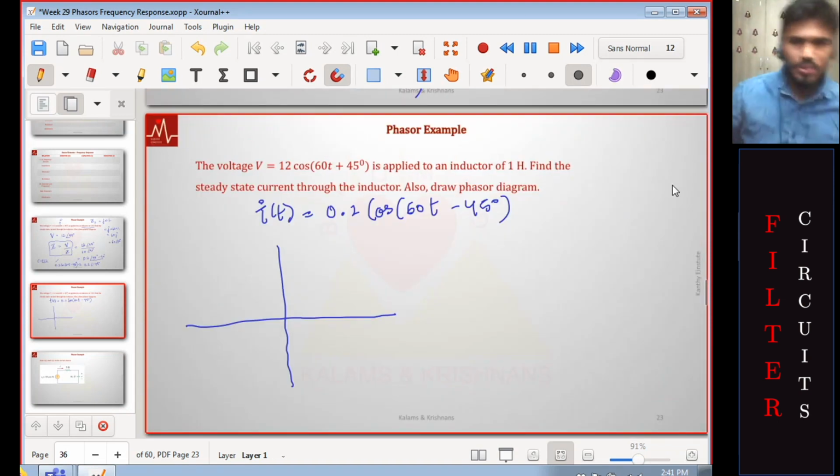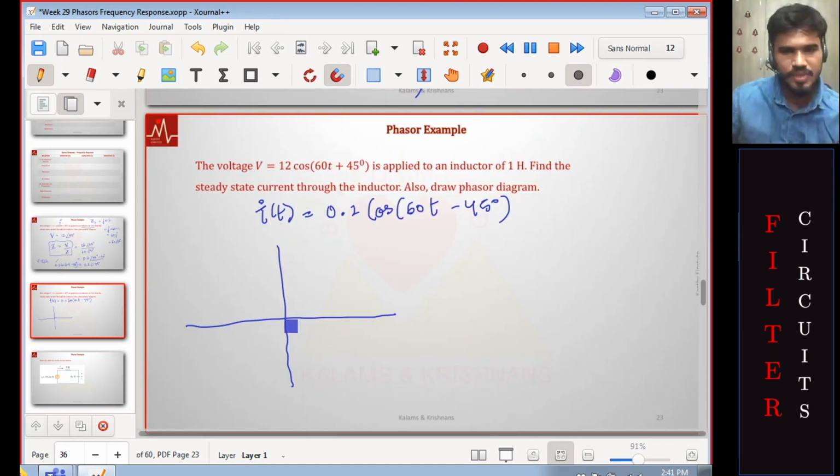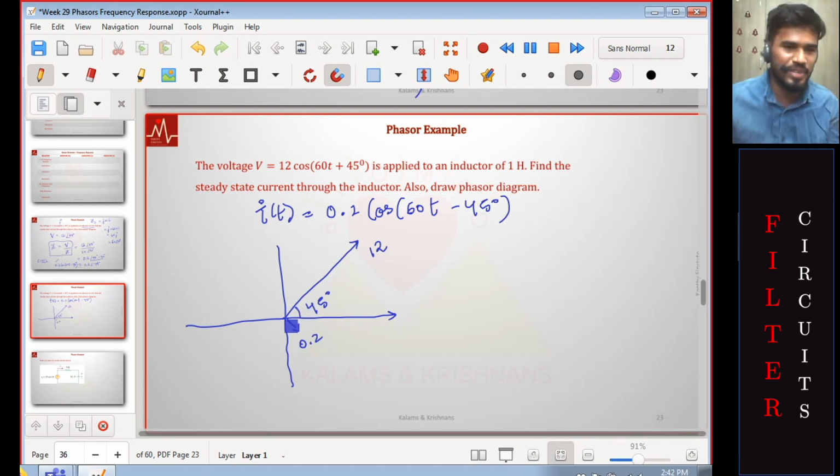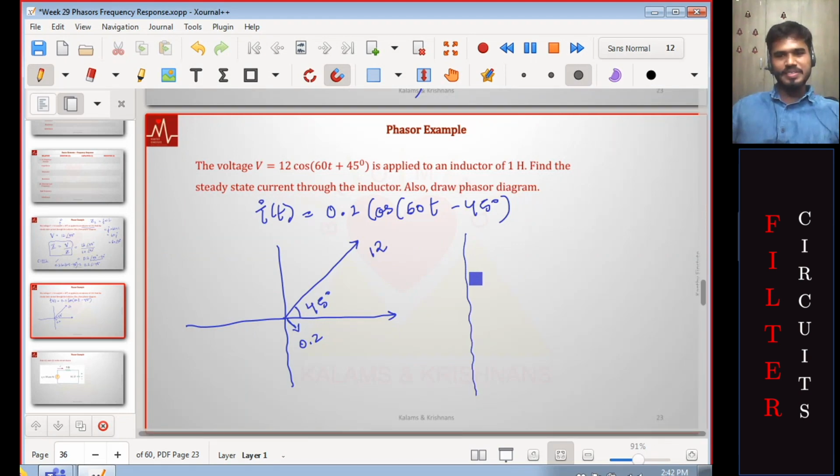So notice the voltage is our cos, right? The voltage phasor here is 12 at an angle of 45 degrees. The current phasor is 0.2, actually a small vector, at an angle of minus 45 degrees. So it's an inductor. Notice CIVIL, that simple mnemonic: voltage is leading current.